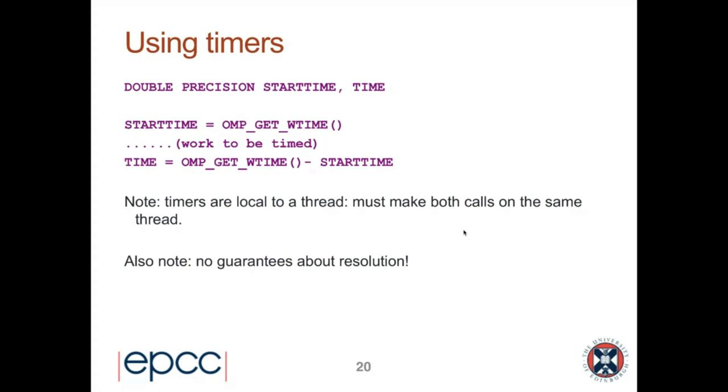You don't have any guarantees about the resolution, but in practice, most implementations are pretty good. You will get at least microsecond resolution from this routine on most implementations. So it'll work fine even if you want to measure some really small pieces of code. It's quite nice in the sense that it's operating system independent, and also doesn't suffer from the nastiness of some of the built-in timers in C or Fortran.